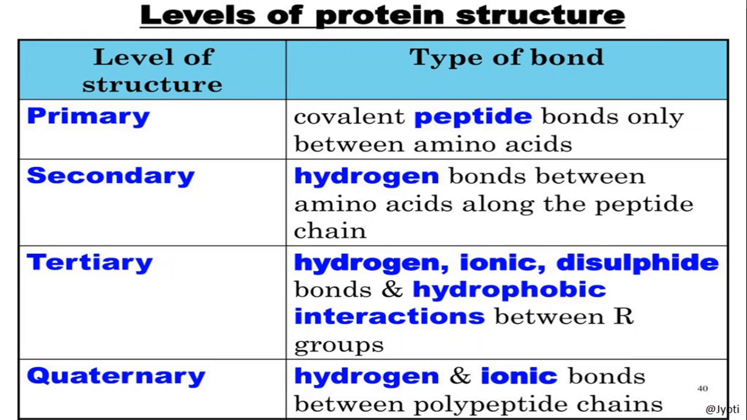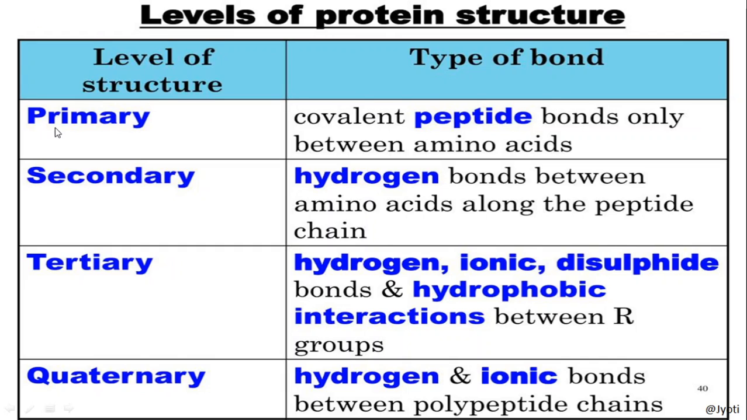Now, in different levels of structure of protein, different types of bonds are involved. Very, very important, children. You have to remember, I am giving you in a very systematic way. In your textbook, it is not given systematically, but I have made it systematic. So, you can make notes from this one also. That will be very helpful for you.